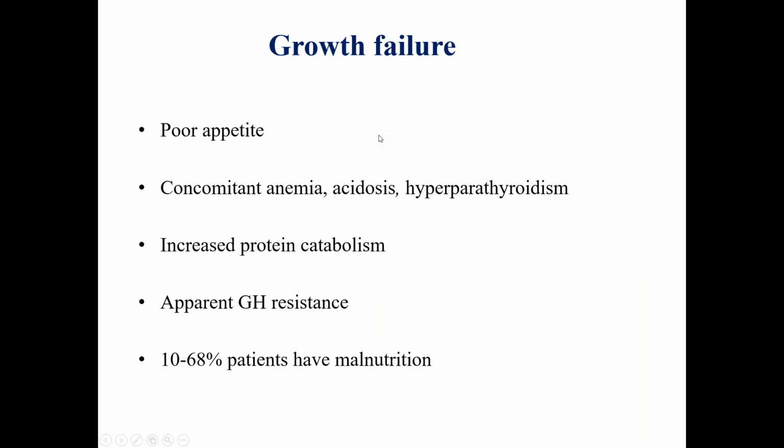A word about the growth failure of chronic kidney disease, which is contributed to primarily by poor appetite, which occurs because of the uremia. Then there is concomitant anemia, acidosis, and hyperparathyroidism. Then increased protein catabolism because of acidosis. And studies have shown that peripheral growth is also affected because of a relative GH resistance in these patients. And in our own clinical practice, we find that more than 50% of the patients, at least those attending our pediatric nephrology clinic, or for most of the Indian centers and government hospitals, are actually malnourished.